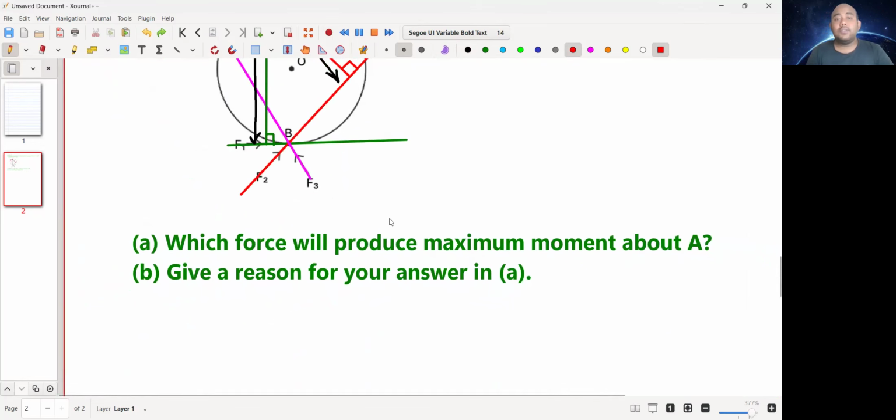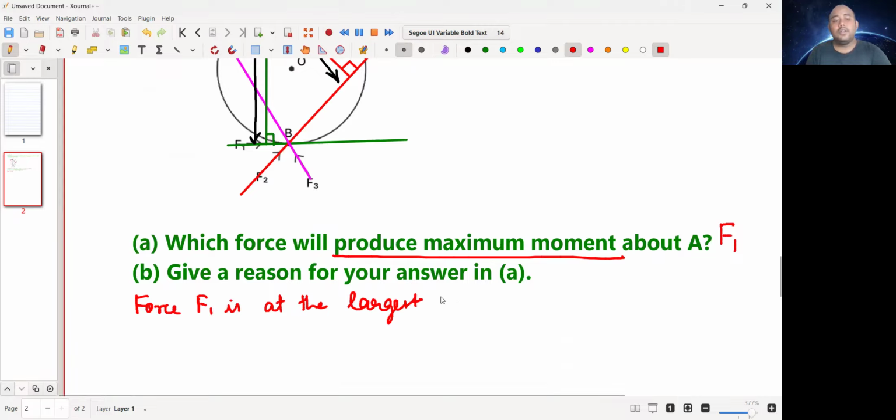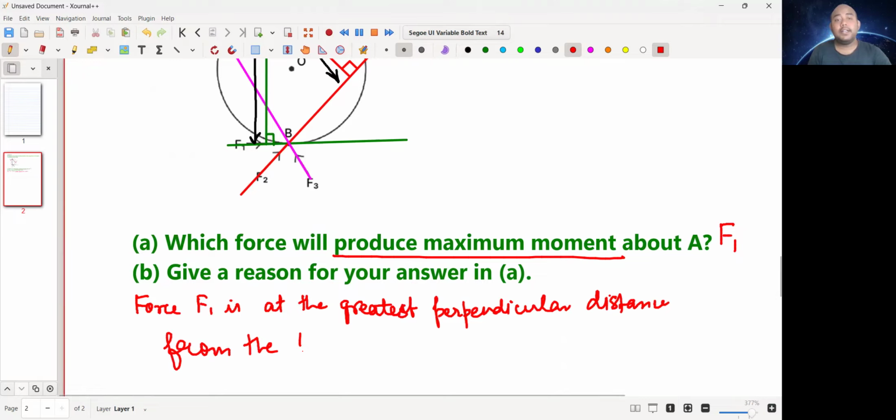So the question is asking which is producing the maximum moment. So very simple, it is F1. They are asking to give a reason. So you can say force F1 is at the greatest perpendicular distance from the pivot A. So that is why it produces the largest moment.